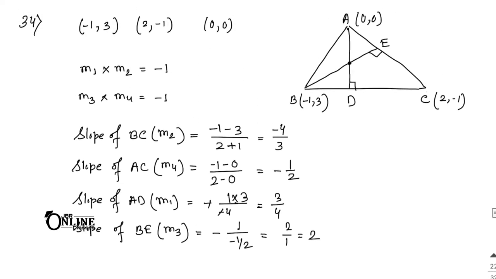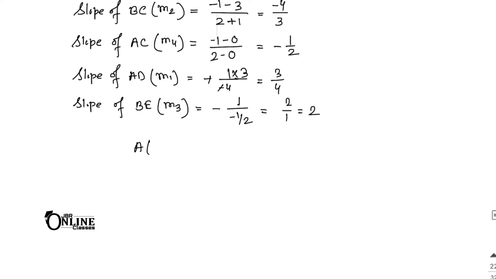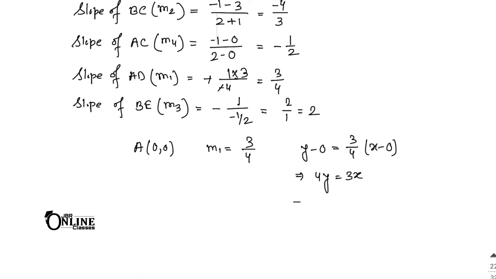Now the equation of the altitude AD passes through the point A (0, 0), and the slope equals 3/4. So y minus 0 equals 3/4 times (x minus 0). That will be 4y equals 3x, or you can write y equals 3/4 x. That is equation 1, the equation of AD.